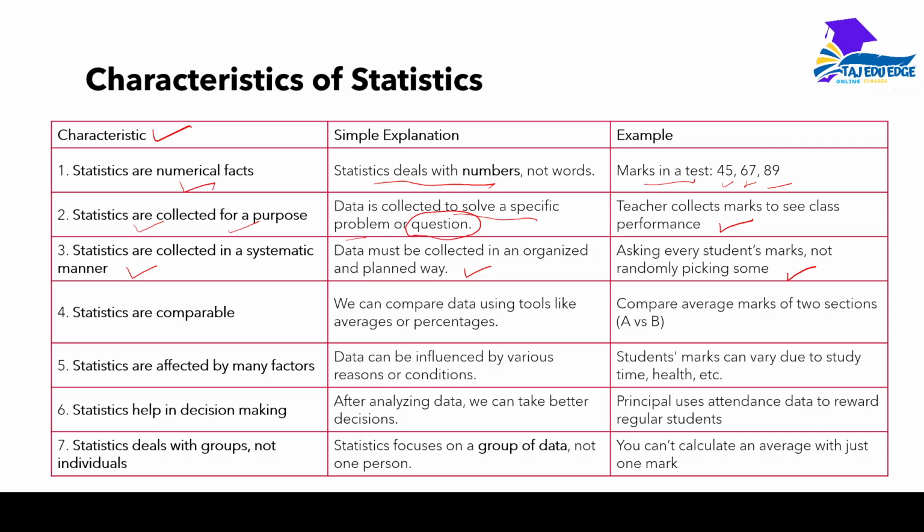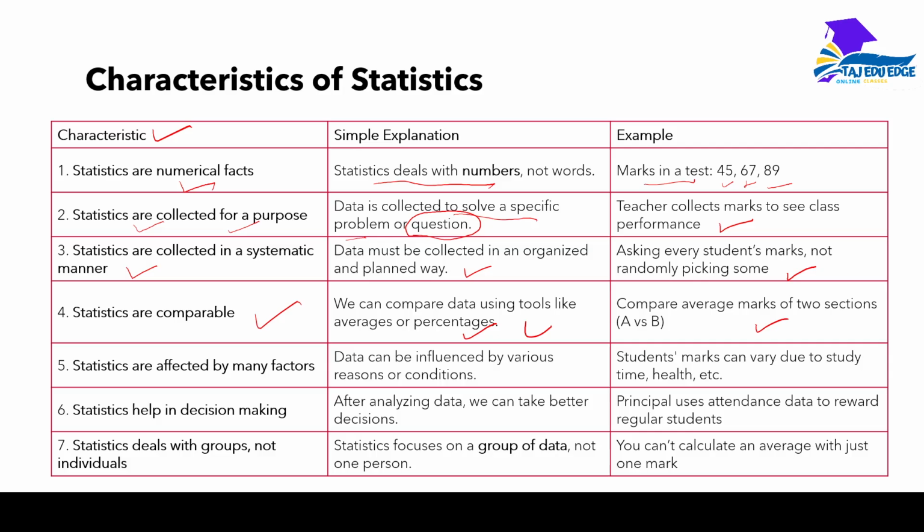Next, statistics are comparable in nature. We can compare the data using some tools like averages, percentage, etc. For example, comparing average marks of two sections, like assume that there are two sections, section A, section B. Now we can see which section has performed well, right? Which section's students have performed well. That is, statistics are comparable in nature.